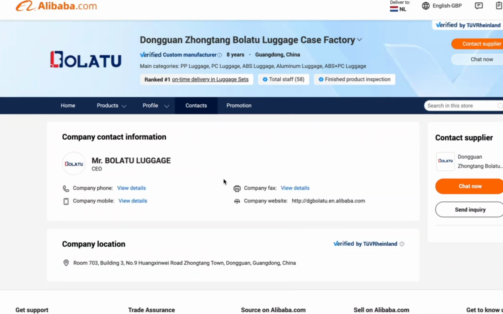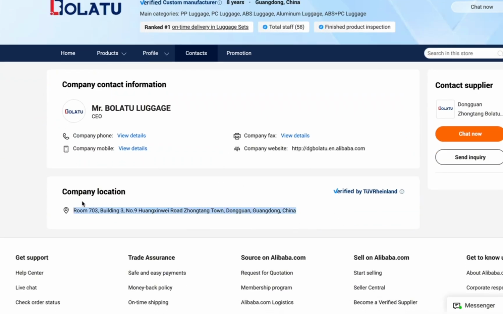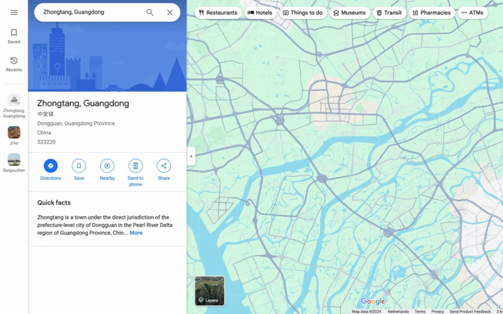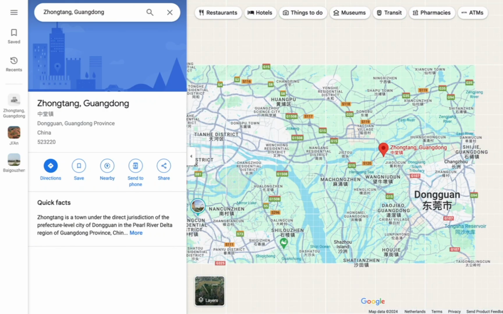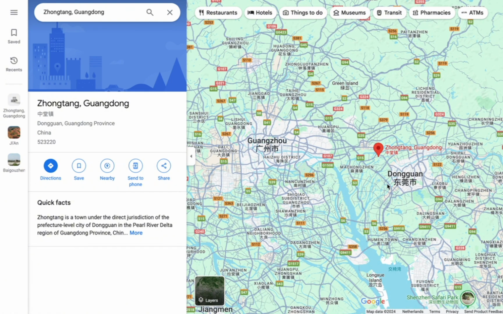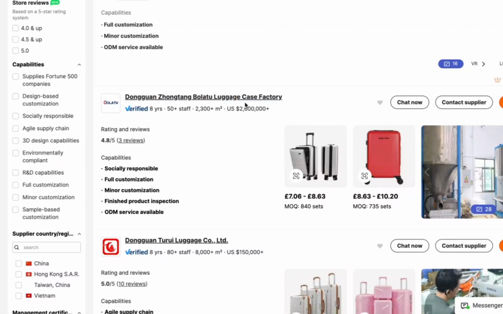Next, we go to their contact details, copy their address. It turns out they are located between Dongguan and Guangzhou, which is a good sign since this region is well known for plastic goods production. From all of the information that we gathered so far, I can say with 95% confidence that this supplier is a direct factory. So we are saving them to our favorites list.